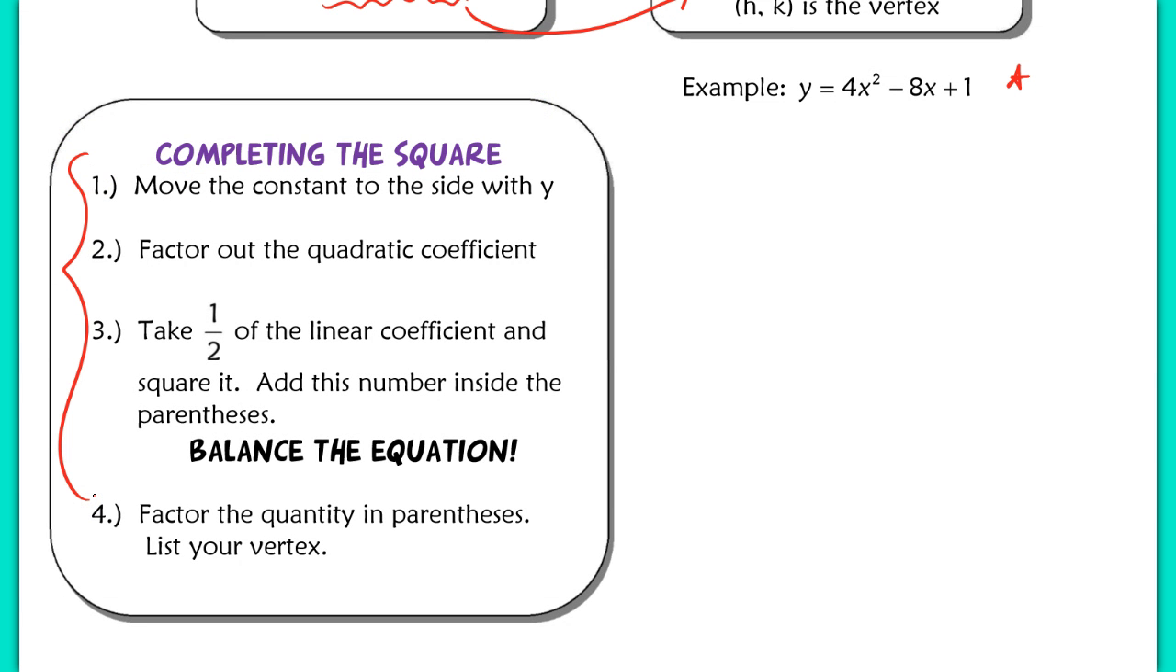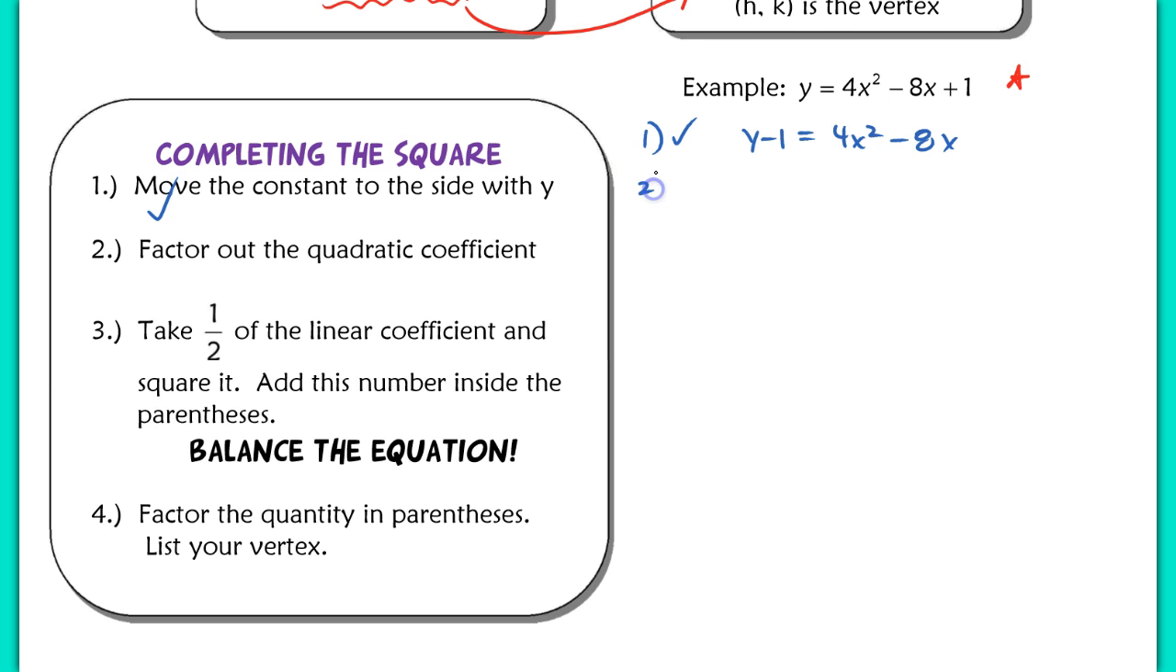I actually have it on the back side too, but make sure that you are very comfortable with each and every single one of these steps, and you're going to see that step 3 is very similar to what we were already working on. Okay, so the first thing when we complete the square is to move the constant. This is the constant, this is the c term. We're going to move that constant to the side with the y. So I'm going to subtract 1 here, and I now rewrite that as y minus 1 equals 4x squared minus 8x. So this is step 1 completed. Okay, we got step 1 completed.